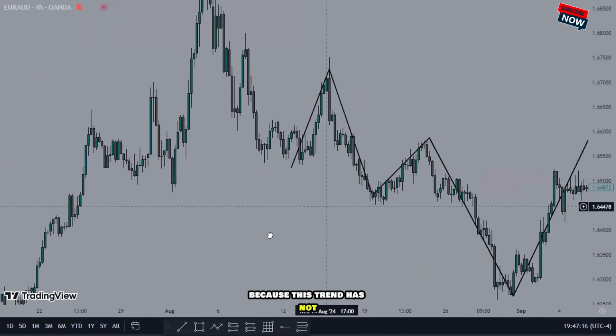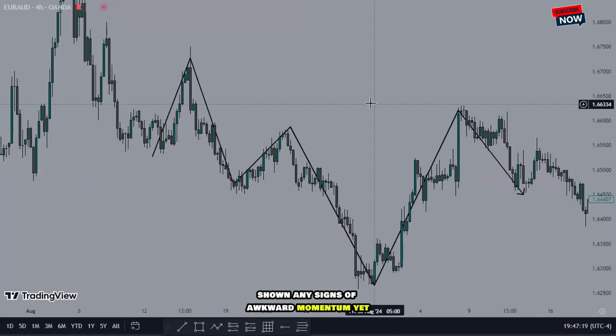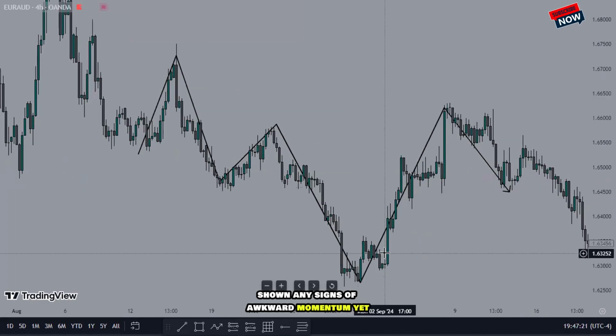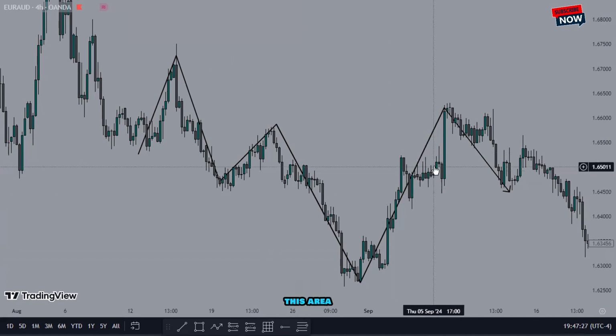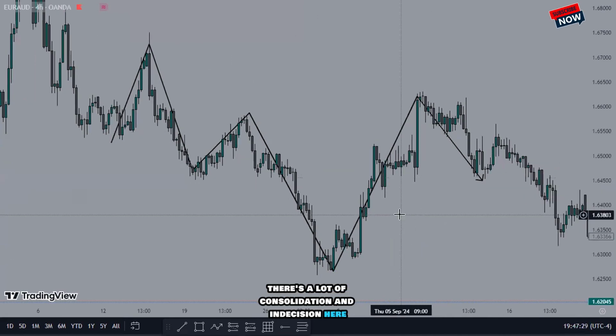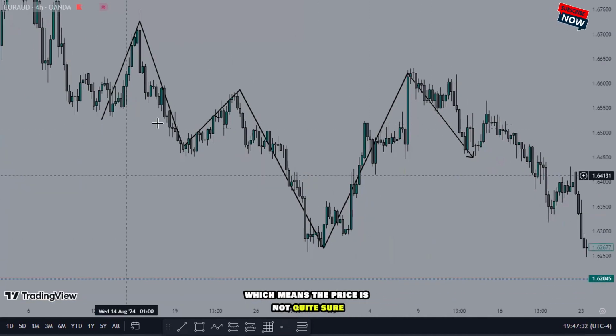Why? Because this trend has not shown any signs of upward momentum yet. You can see here that even when the price was breaking this area, there's a lot of consolidation and indecision here, which means the price is not quite sure where it's going.